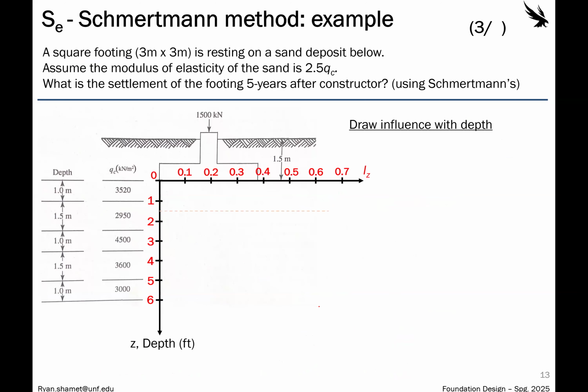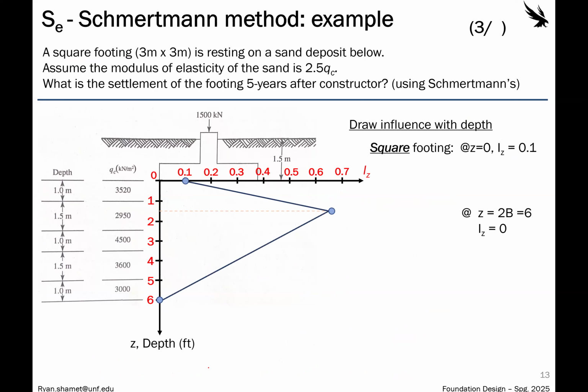And so again, as we're plotting it here over those layers, we have that first point, and we have the second point, and then we have that last point at 6 meters. So that's going to be our profile. So the other one that we found on the last one is that at a depth Z of 1.5 meters, we have this IZ max of 0.66.